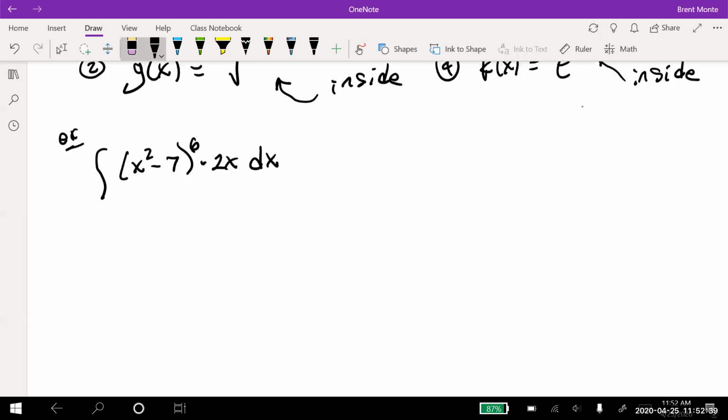I'm going to get rid of that dot in the book. They don't have the dot there. We just know that's multiplication. But again, notice, and let me make this a different color. Let's go blue. So this is, of course, my inside function. So what I'm going to write is I'm going to let u equal x squared minus 7.